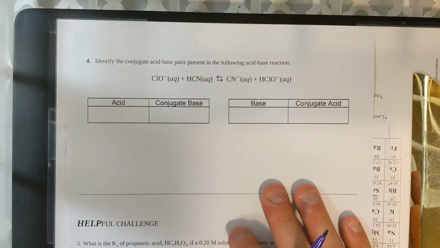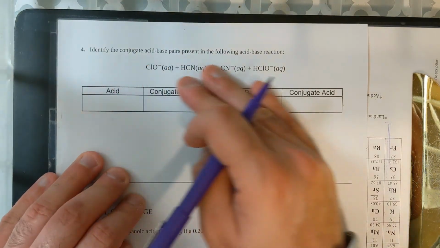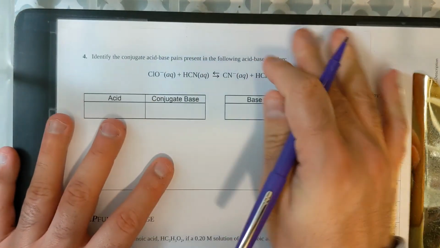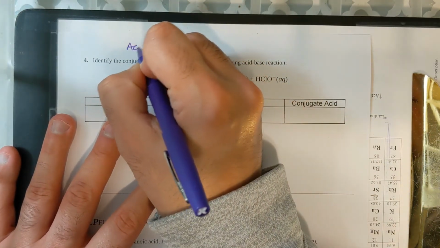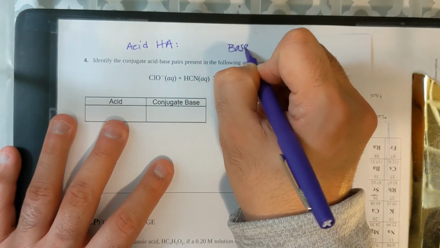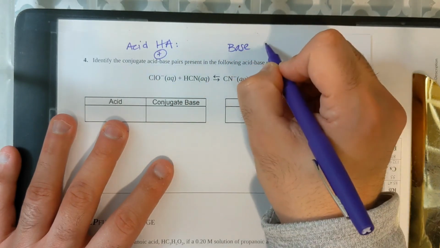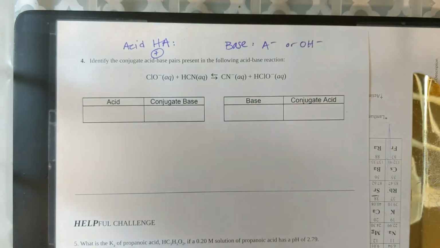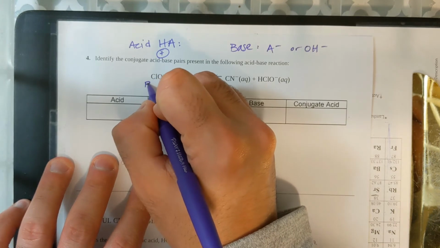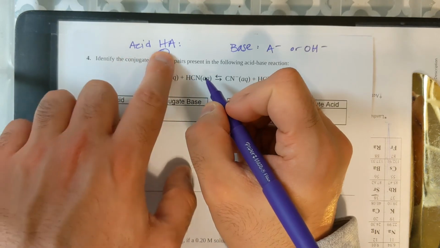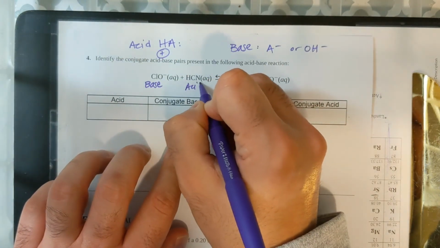And then finally, I get to the last one. Identify the conjugate acid-base pairs in the following acid-base reaction. All right. Remember, an acid takes the form HA, and the base takes the form A minus or OH minus. So I have to find those, and that can help me figure out the other ones. So I have ClO minus, that's definitely a base, it has a minus charge. HCN, HA, this is definitely an acid.